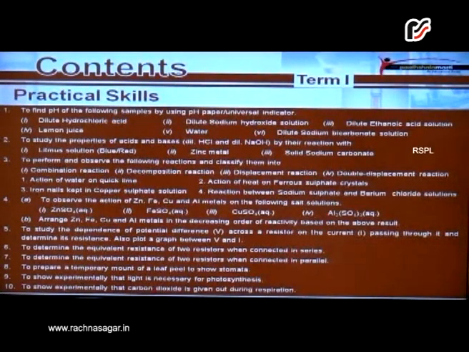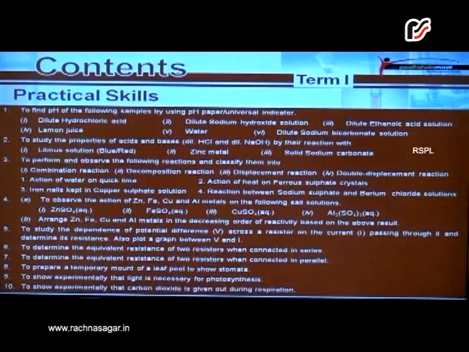First one, to prepare a temporary mount of the given leaf peel to study stomata. Second, to study that carbon dioxide is produced during respiration. Third, to experimentally prove that light is essential for photosynthesis.